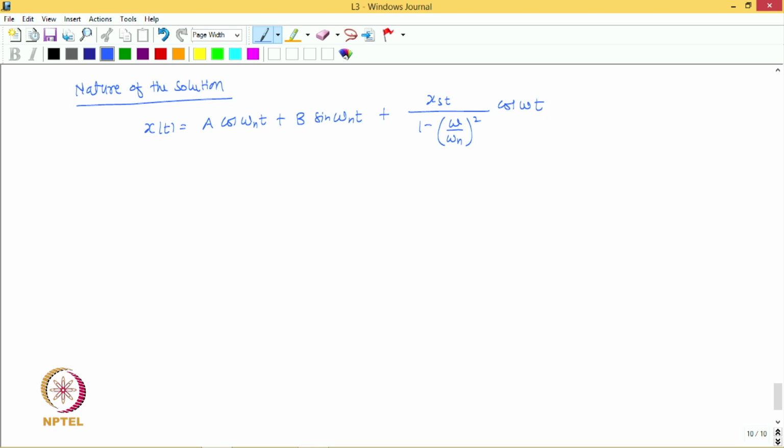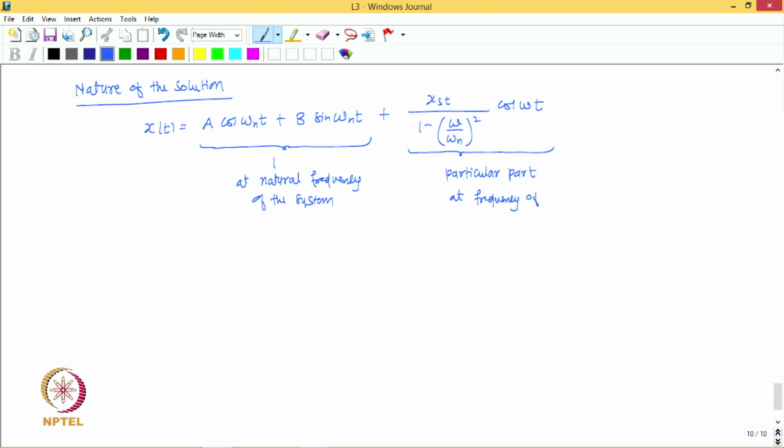So, we note that now there are two parts of the solution. This part is the complementary part, and it occurs at the natural frequency of the system, and this part is the particular part, and it occurs at the frequency of excitation, that is, the frequency of the external force. So, of course, let me write here it is the complementary part.